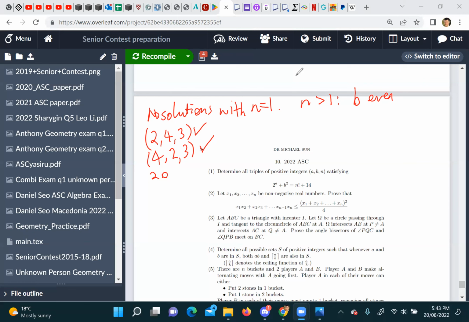Basically, so you've got to say this. Okay, let's say this. What happens if n is greater than 3?